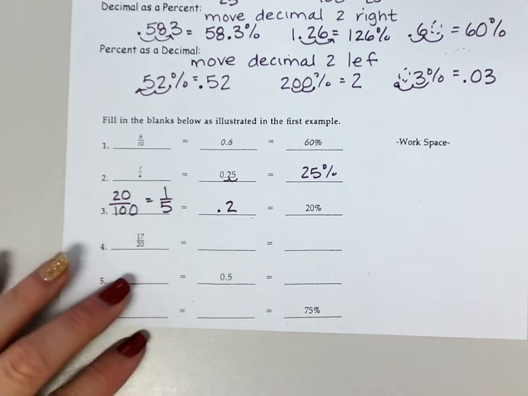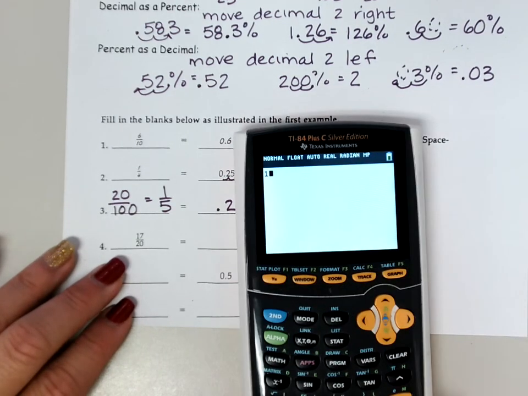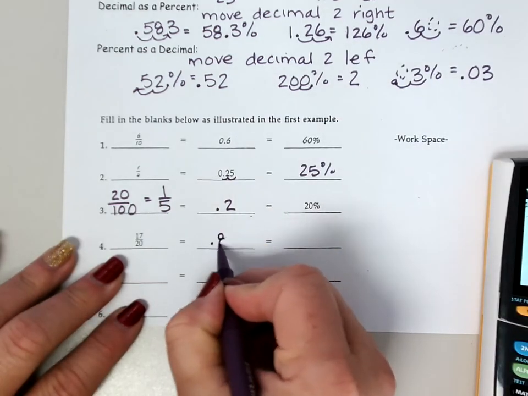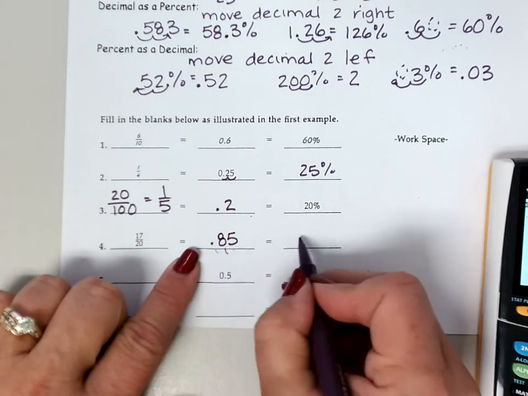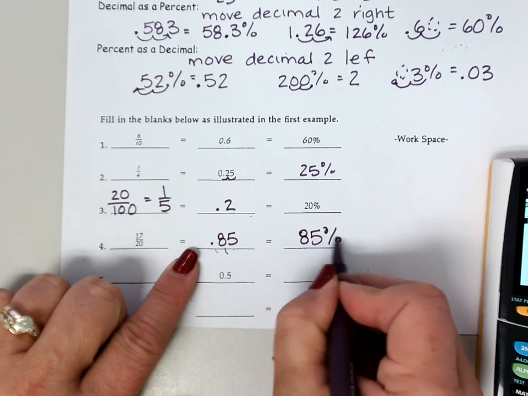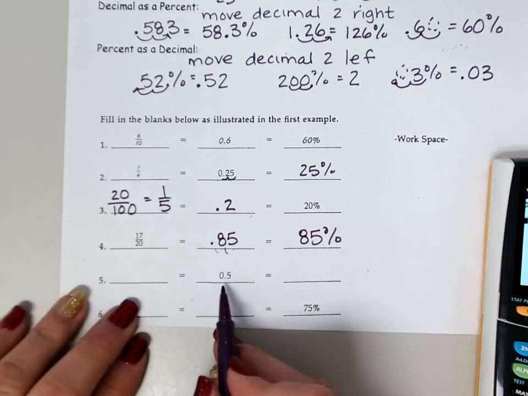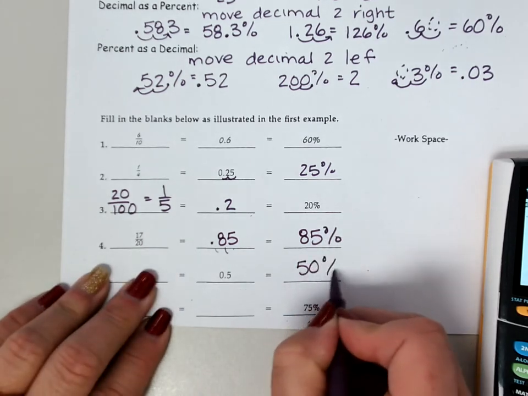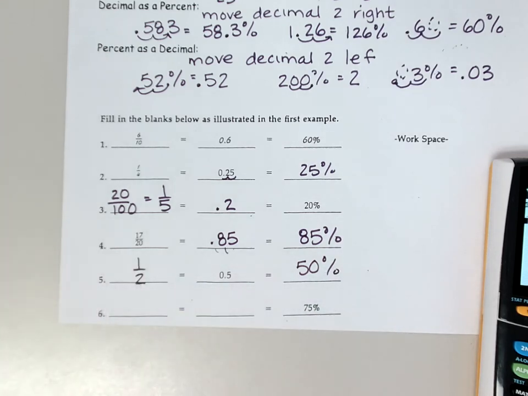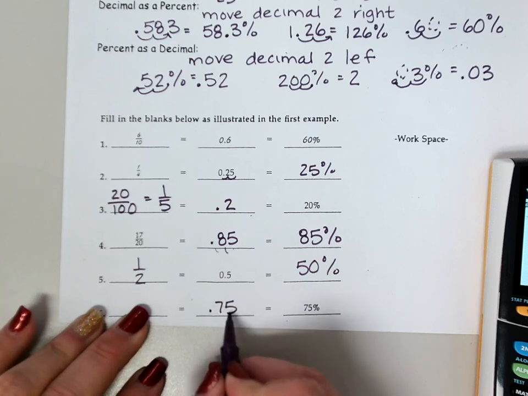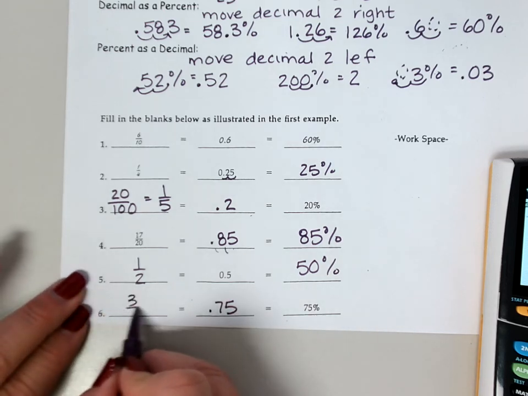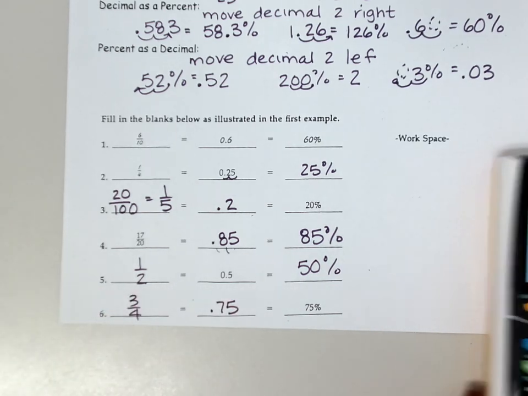If I have 17 over 20, maybe I want to do the decimal first, because that gives me 0.85. Then it's really easy to move it 2 to the right to get 85%. Make sure you're moving 2 to the right. 0.5 should be a known. You probably wouldn't even need to use your calculator or reduce, because you already know that 0.5 is 1/2. Same thing with 75%, 0.75. 75 over 100 is 3/4.